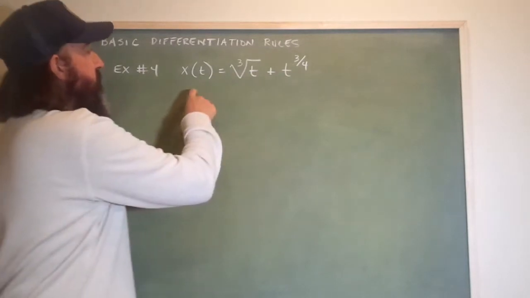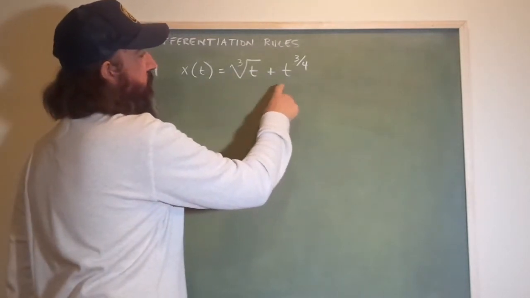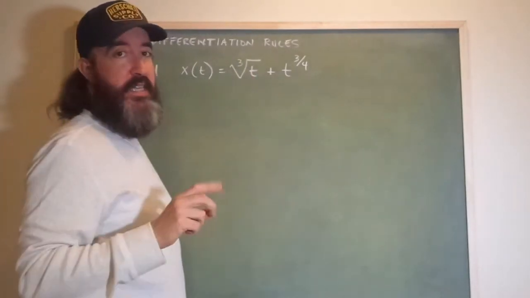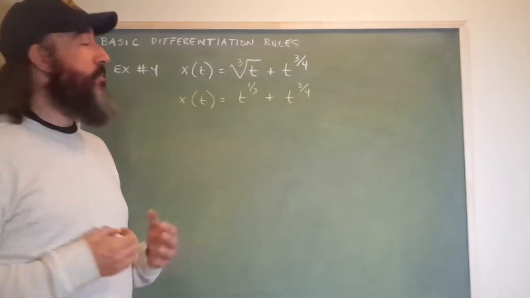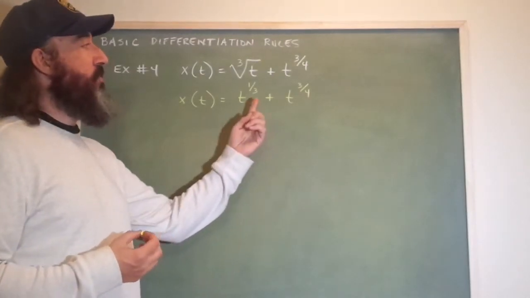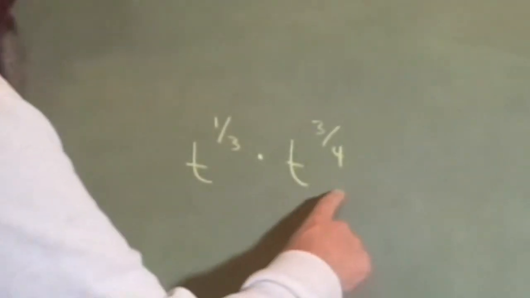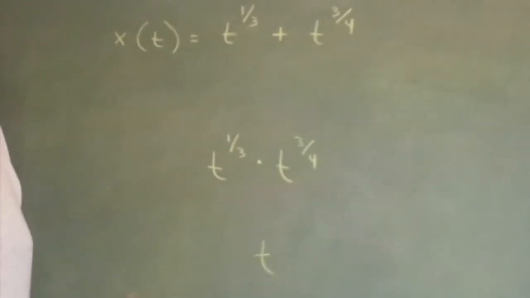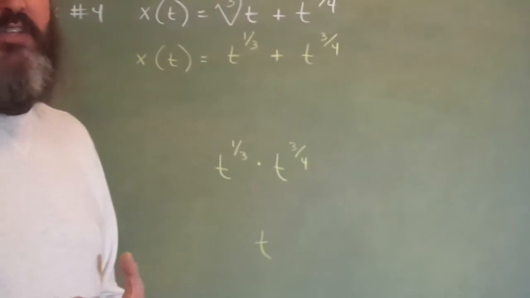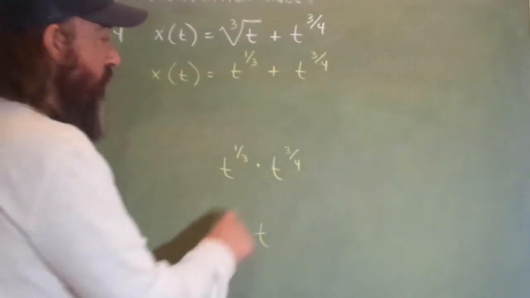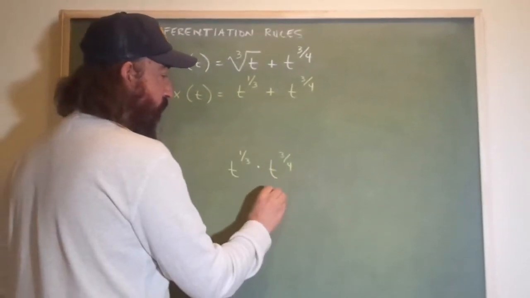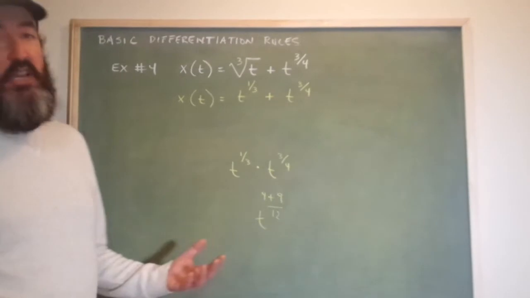Here I have the function x of t equals the cube root of t plus t to the 3/4. I think the first thing I should do is rewrite the cube root of t as t to the 1/3. Now, it sure would be convenient if we could add t to the 1/3 and t to the 3/4. We could multiply t to the 1/3 and t to the 3/4. That would just be t to the, and I would add these exponents. And I suppose since they're fractions and they don't have common denominators, I would use the McFarland method to add fractions. 3 times 4 is 12, and my numerator would be 4 times 1, or 4 plus 9. This would be t to the 13/12.